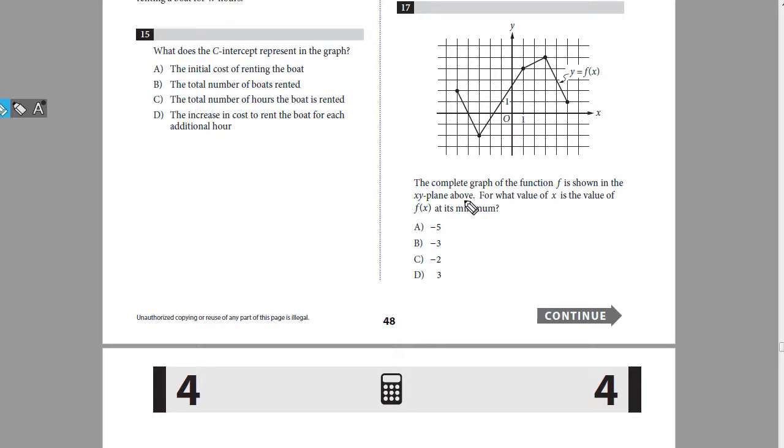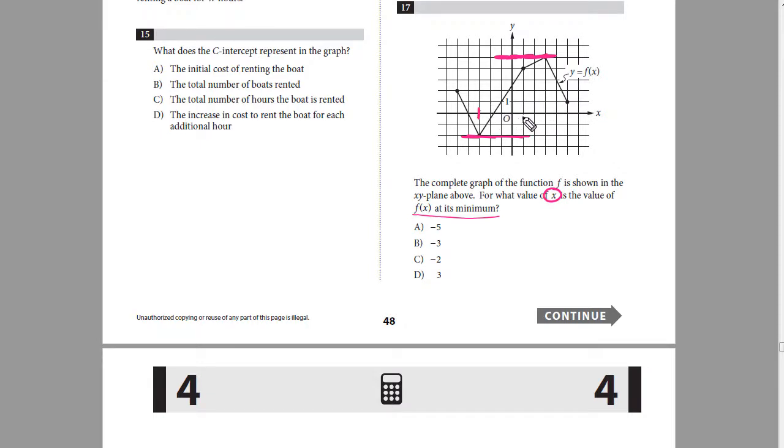Question number 17. The complete graph of the function is shown in the xy plane above. For what value of x is the value of f of x at its minimum? So this is the graph and we have to find out the value of x at which this graph is at its minimum value. We can see that this is the maximum value of the graph, because over here we will get the maximum number for x. Over here this is the minimum value of the graph. So at this minimum point the value of x should be here.